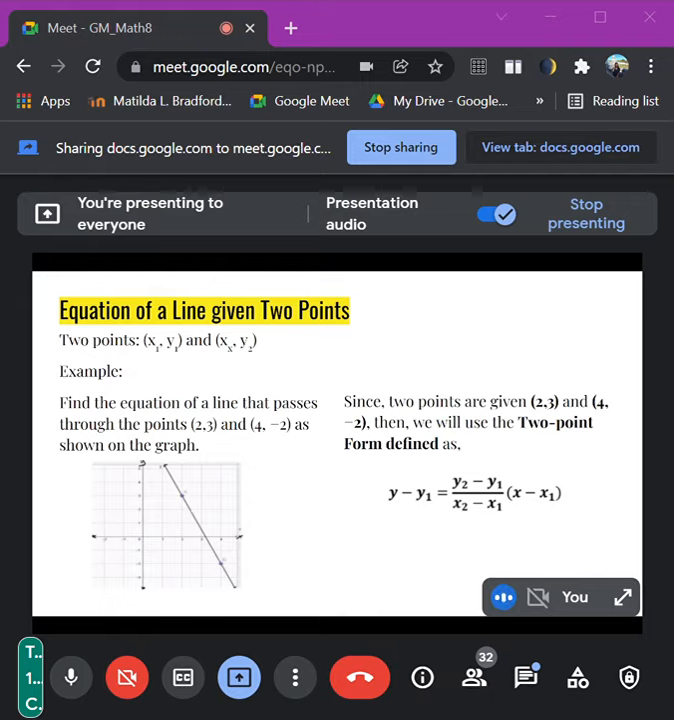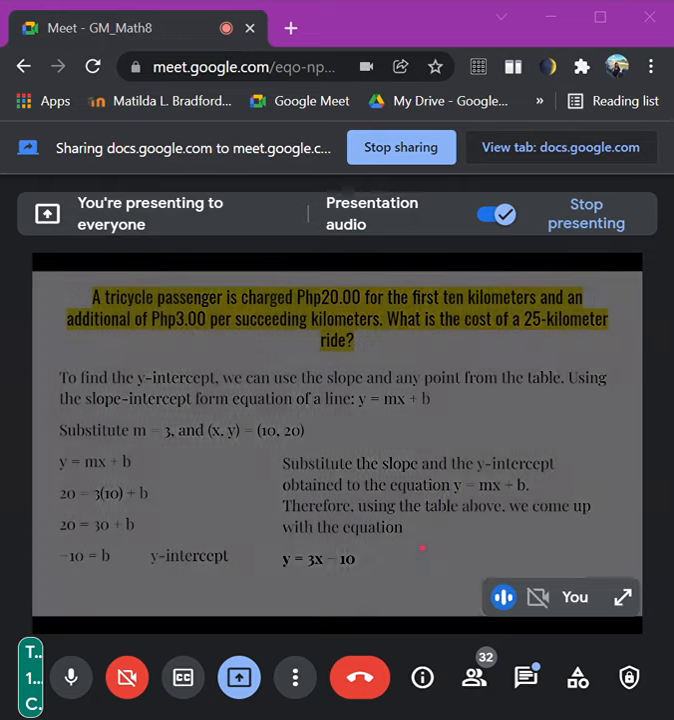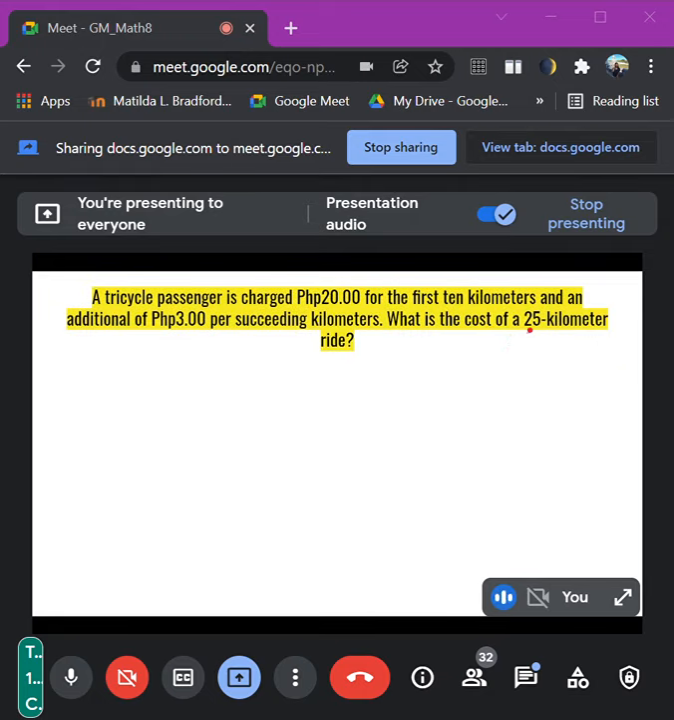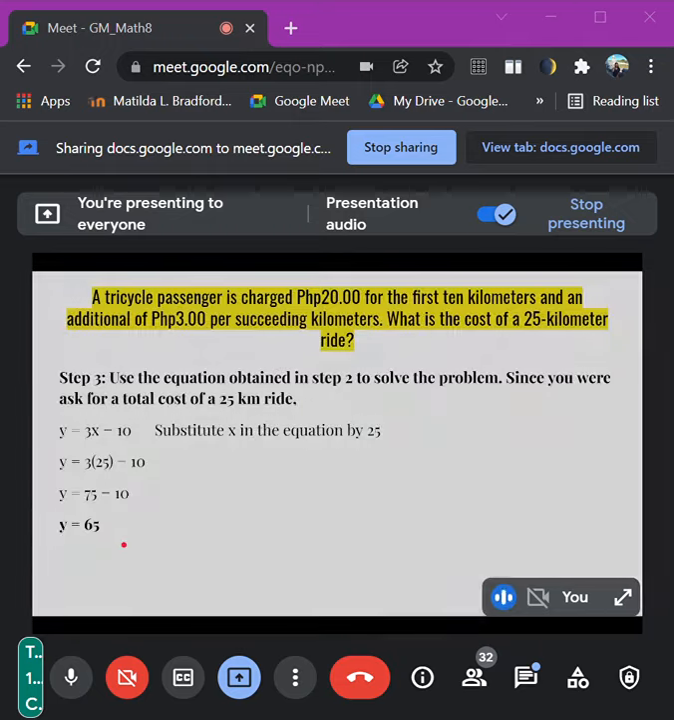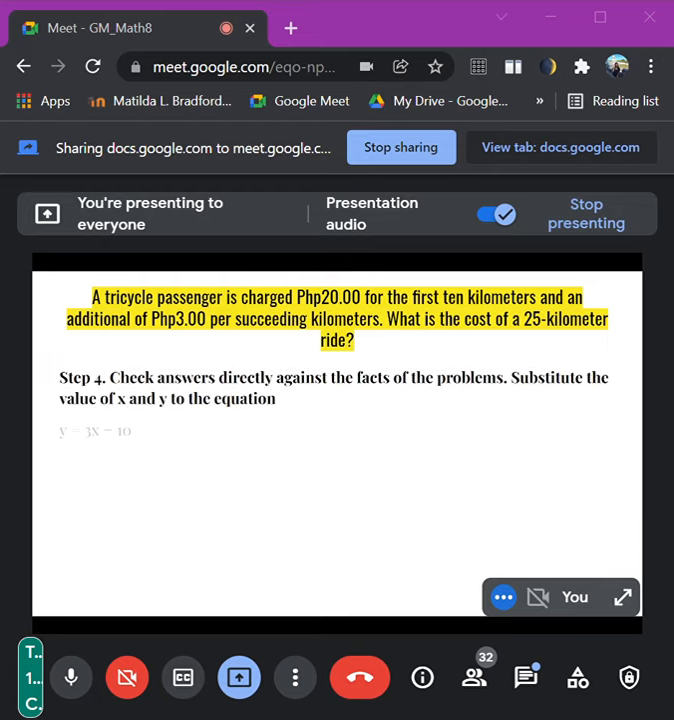Okay? So now, after you got your equation, we can now solve. The question earlier is 25 kilometers. So for 25 kilometers, we just substitute 25 for x. So 3 times 25, that is 75 minus 10, so 65. So meaning to say, 65 is what he will pay for 25 kilometers. Now, you can check if your answer is correct. So 65 is y, and then substitute 3 times 25, that is 75 minus 10, 65. So meaning to say, he will pay 65 pesos for 25 kilometers.